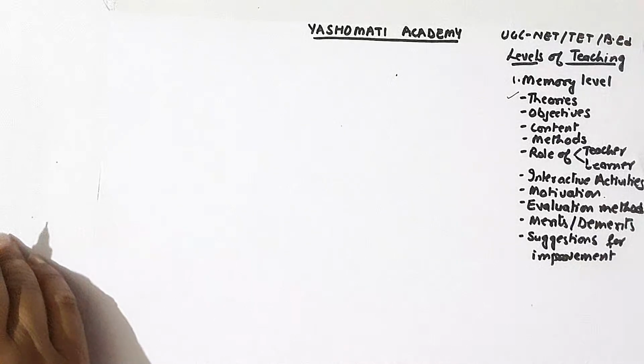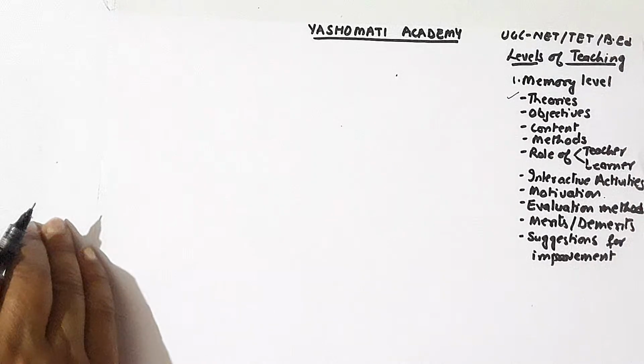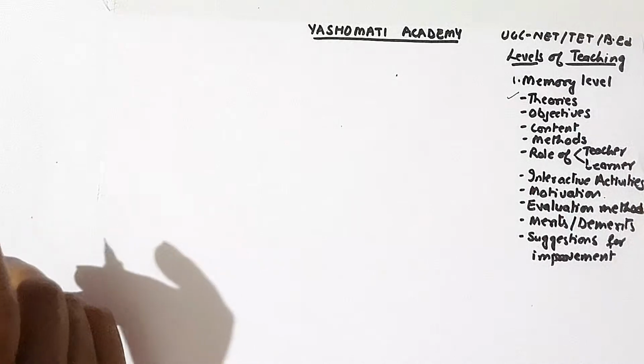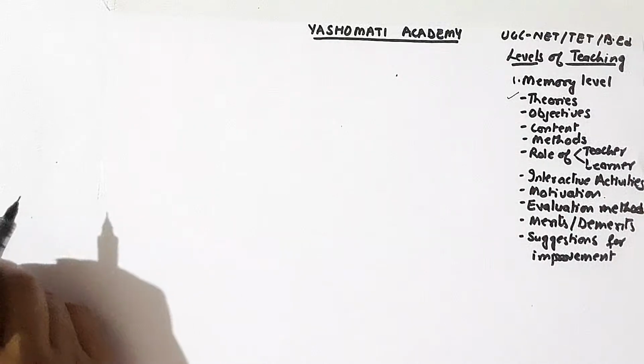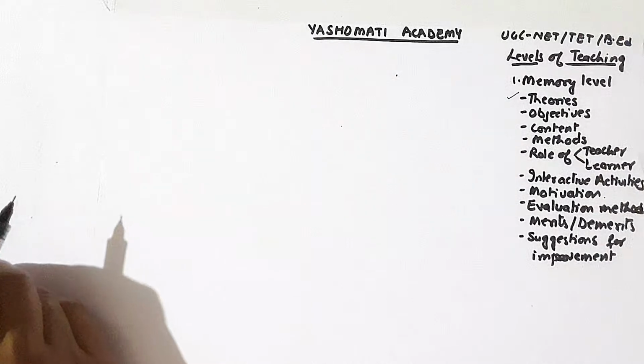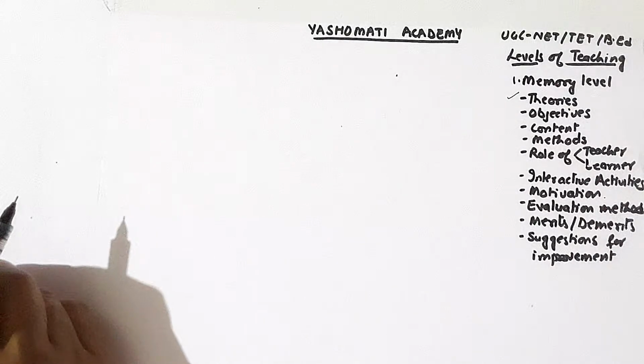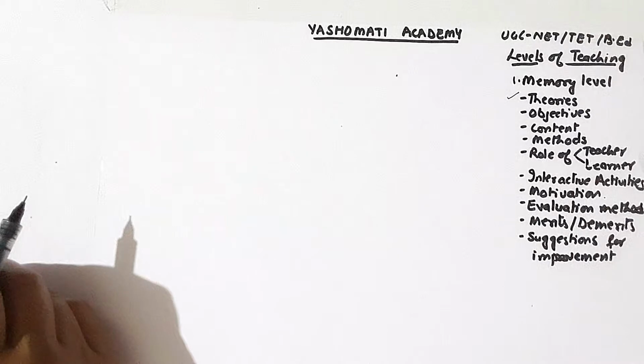We are discussing memory level of teaching, and in the previous lesson we have discussed the theories which lay the basis for this level of teaching. So now we are going to start with the remaining part of the lesson, and in this lesson we will be studying what could be the objectives which can be achieved through teaching at memory level, what kind of content is required, what methods are most suitable for this level of teaching, what is the role of teacher and learner, and what activities can be utilized to make this method better.